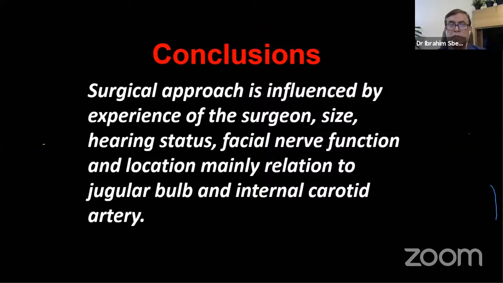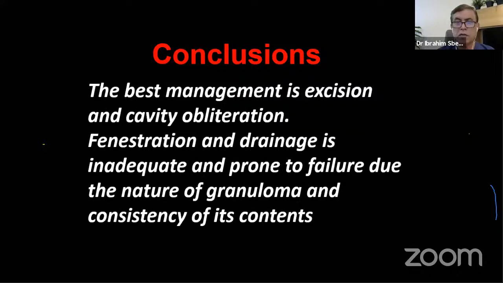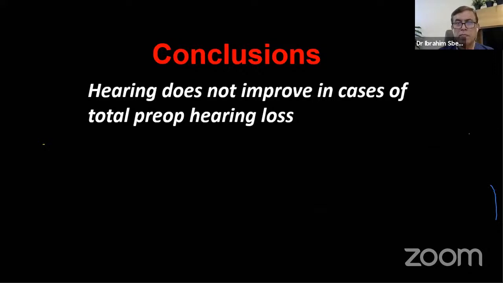So this is the finale, the conclusion of this webinar: the surgical approach, once they are symptomatic, is influenced by so many factors, by your experience, by the size of the lesion, whether hearing is there or lost, whether there is facial nerve loss or not, the location, the relation to the jugular bulb, the relation to the internal carotid artery. But the mismanagement, to my mind, is excision and cavity infiltration. Fenestration and drainage is inadequate, and it is prone to failure due to the nature of the granuloma and the contents. Hearing does not improve in cases of total preoperative hearing loss. This is one of the observations we have faced.